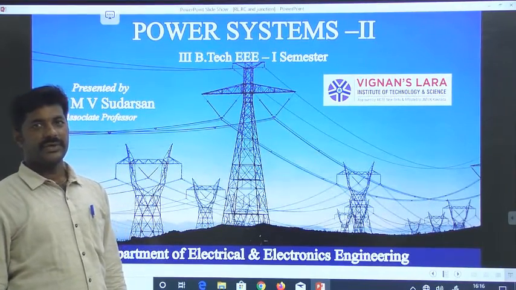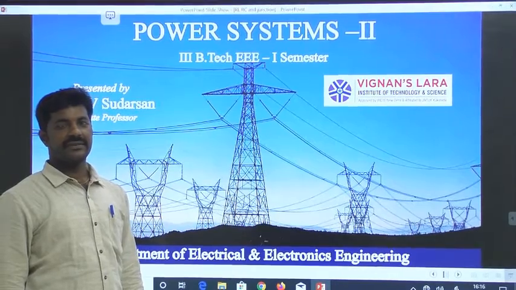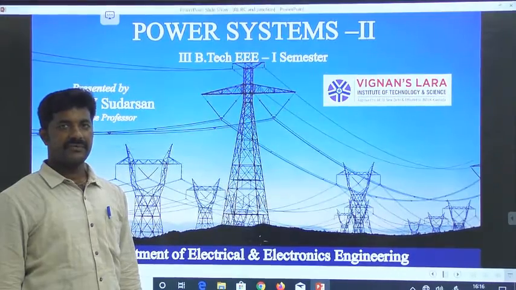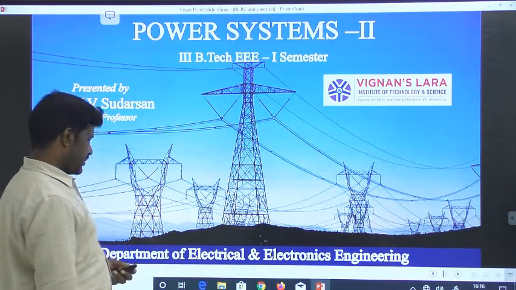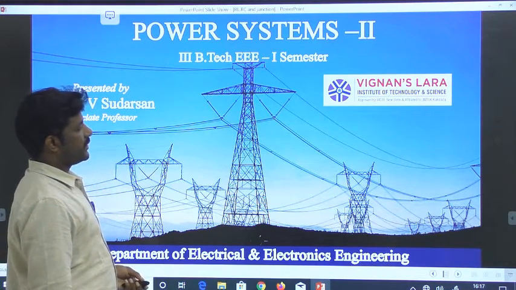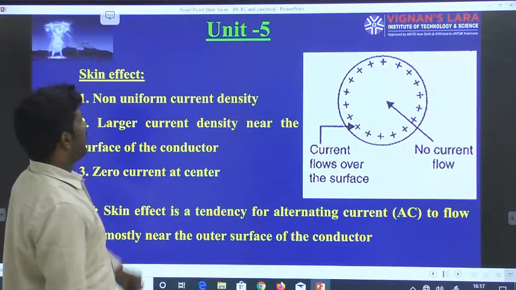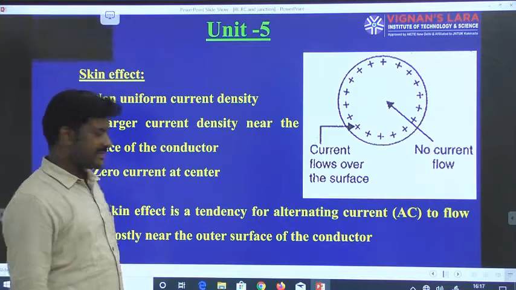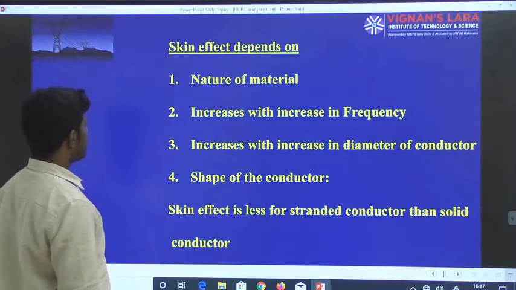Hi students, today we are going to discuss unit 5, that is various factors affecting the performance of the transmission line. So coming to this unit 5, this is the 5th unit where we are going to see the various effects as we discussed. Like total there are 5 effects which are to be followed.